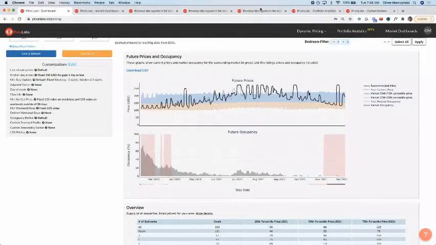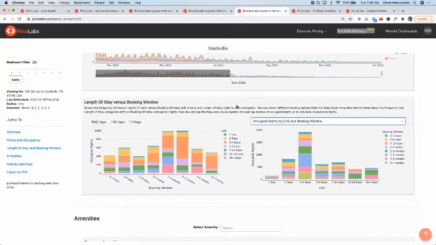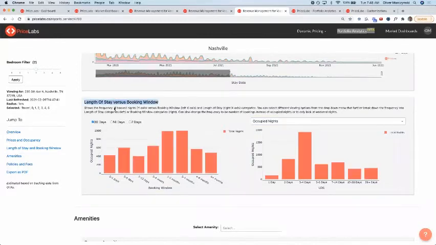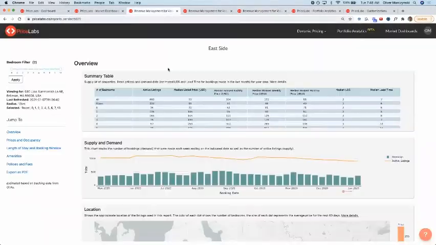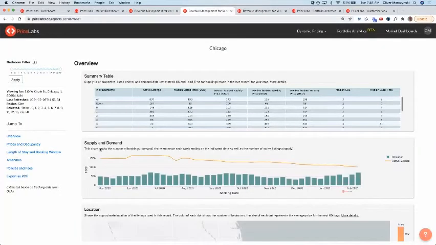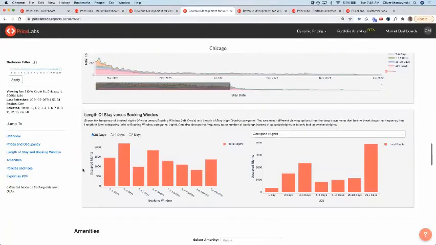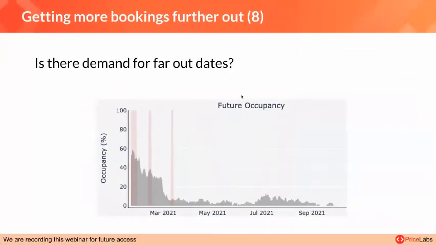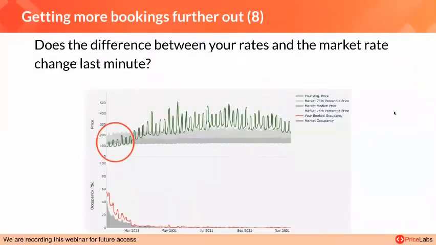Another place you can check that is in our market dashboards. Apologies, Zoom is getting in the way here. But you can check our length of stay versus booking window and see how far out most people are traveling. Maybe if you're in an urban market like Chicago, for example, that might be extremely last minute, with a lot of people booking 2 to 6 days in advance, but maybe there is still demand far out. So first thing to ask, is there demand for far out dates? If there isn't and everything is coming in the last week, don't worry about what we're talking about here. But if there is, definitely stay tuned.